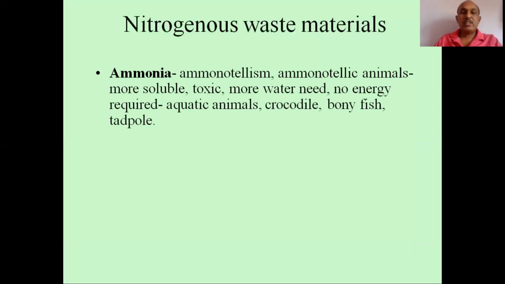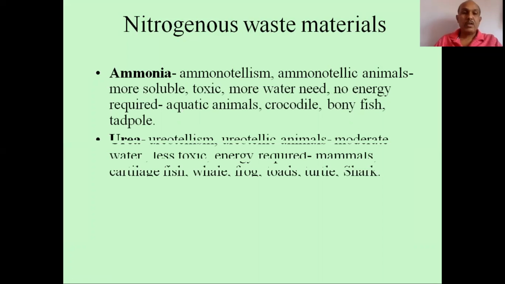The process is called ammonotelism, removing ammonia as a waste material. Organisms are called ammonotelic animals. Ammonia is more soluble, more toxic, more water is required, but no energy is required. Therefore, the animals which get more water, like aquatic animals, crocodile, bony fish, tadpole, all remove ammonia as a waste.